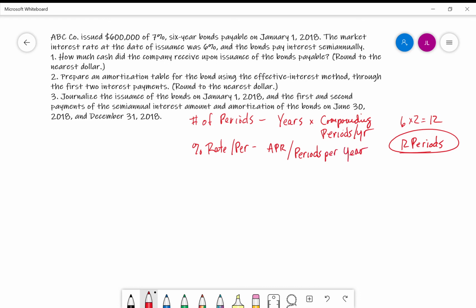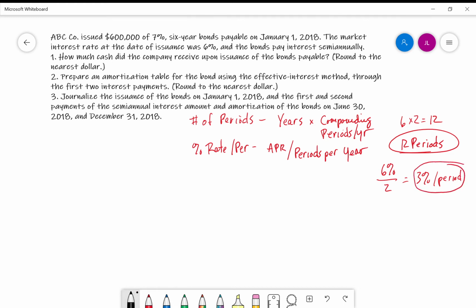So in this case, our rate per period, the market interest rate, remember we use the market rate here, is 6%. So we have 6%, and we're doing this semi-annually. So divided by 2 is 3% per period. And we will circle that so it's easy for us to find.